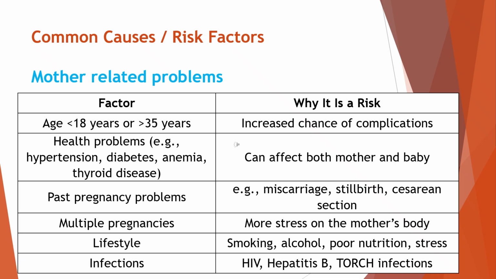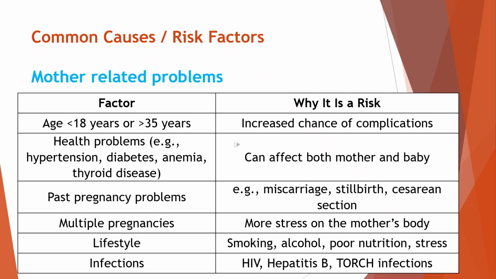Health problems. Conditions such as high blood pressure, diabetes, anemia, or thyroid disease can affect both the mother and the baby's health during pregnancy. Past pregnancy problems. Women who have had miscarriages, stillbirths, or cesarean deliveries before may have a greater risk of complications in the next pregnancy. Multiple pregnancies. Carrying twins or triplets puts extra strain on the mother's body and increases the chance of early delivery or other problems. Lifestyle factors. Habits like smoking, drinking alcohol, poor nutrition, or high stress can harm both the mother and the baby. Infections. Certain infections such as HIV, hepatitis B, or TORCH infections can cause complications and affect the baby's development.